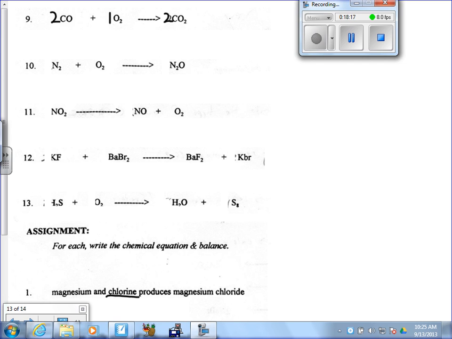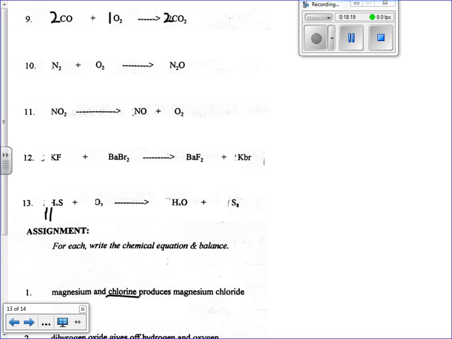Numbers got cut off on 13. That should be H2SO2, H2O, and this is the S8 worked out, so it's S8 on that side.